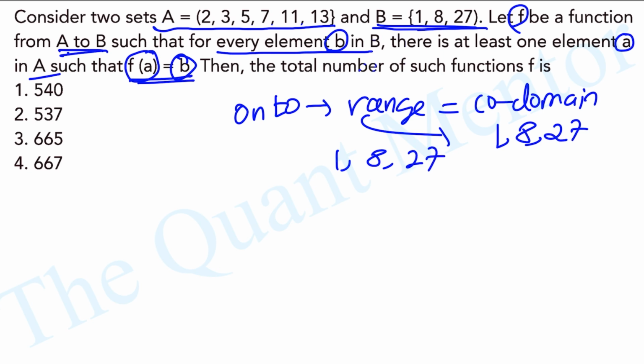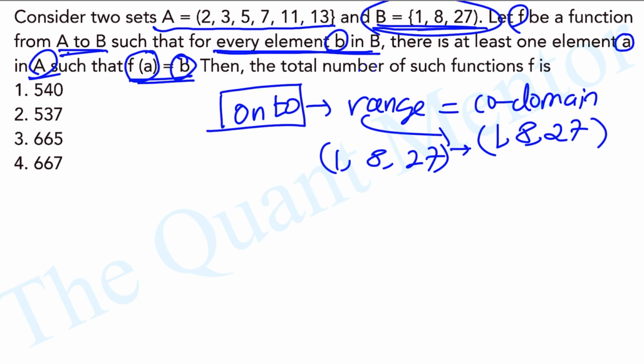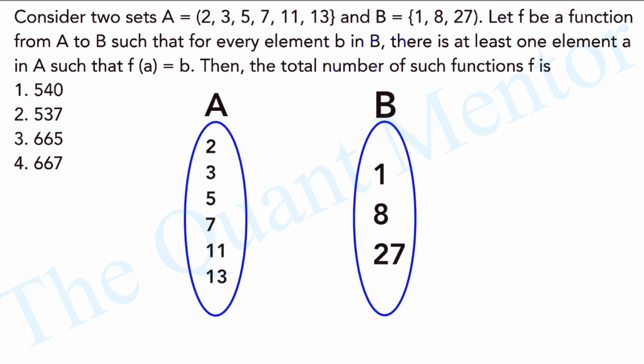As per the question, for every element small b in the set B, there is at least one element small a in the set A. So the range should be equal to the codomain, and that means we basically want onto functions. So let's represent these two sets diagrammatically first.